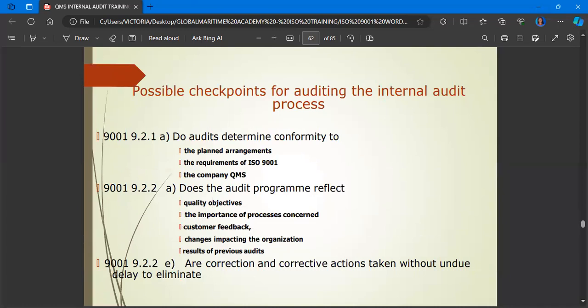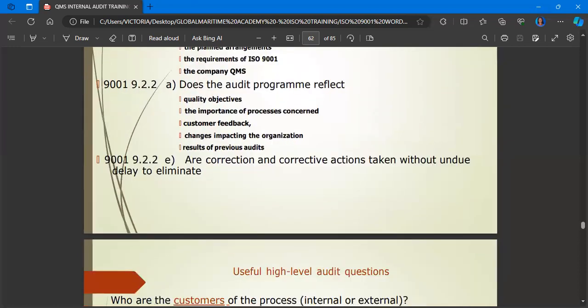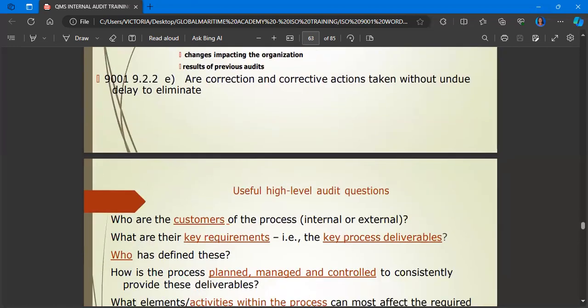So here we have a sample of checkpoints for auditing the internal audit process. This is relevant to section 9.2, which is internal audit. Do audits determine conformity to the planned arrangements, the requirements of ISO 9001, and the company QMS? Does the audit program exist, that is, you are checking their audits, do they have an audit program? Is that what is written in that program? Does it reflect what they're actually doing? Is it in accordance with the ISO 9001:2015 standard requirements? That is how you create a checklist.